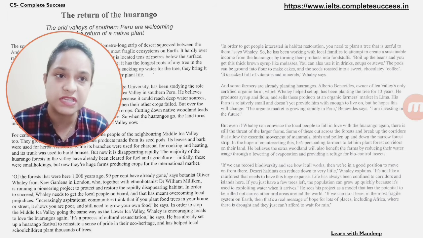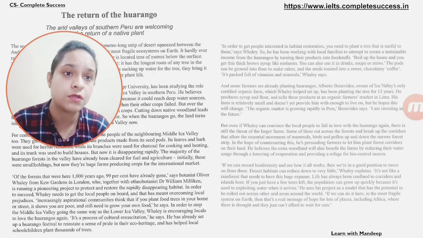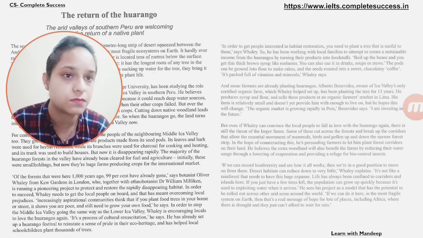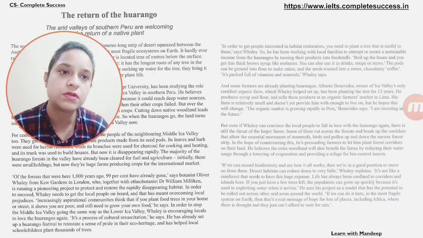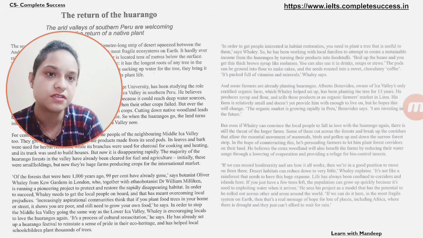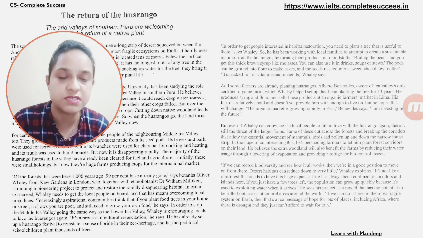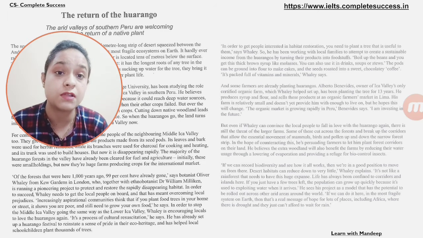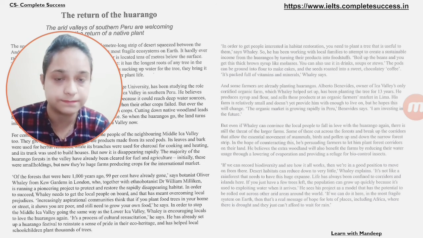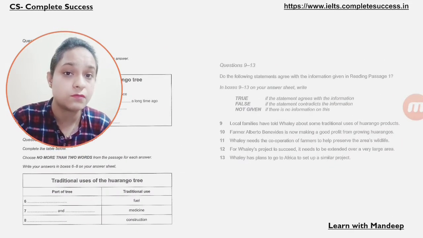But here it is not mentioned that the local families have told Valley about its uses. No, here Valley has told them how to use them, but there is no clear description whether it is the traditional way of doing it or not. And the local families are not telling them, obviously, because Valley is telling them to use them again. I can say that it is not given because there is nothing mentioned about the traditional ways of using it. So the answer to the ninth will be what?